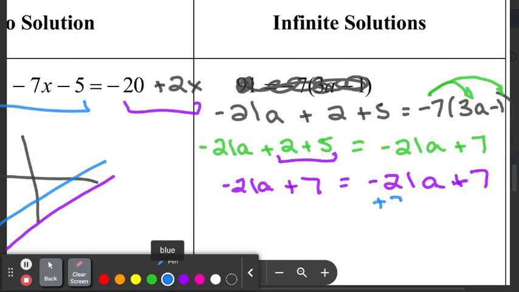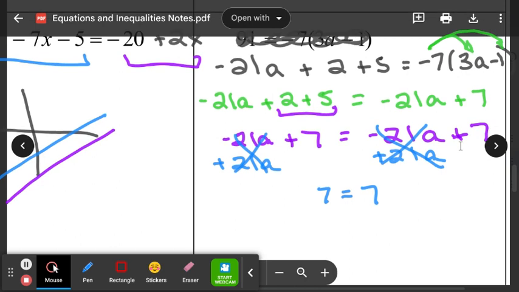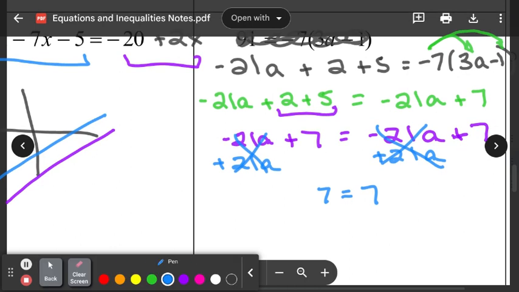So I'm going to add 21a on both sides. So that cancels. Add 21a on both sides. That cancels. You end up with 7 equals 7. So our variables canceled out, but the equation is true because 7 does equal 7. That means it's an infinite solution. That means any number you put in here will work.